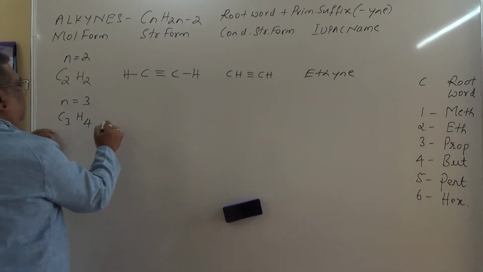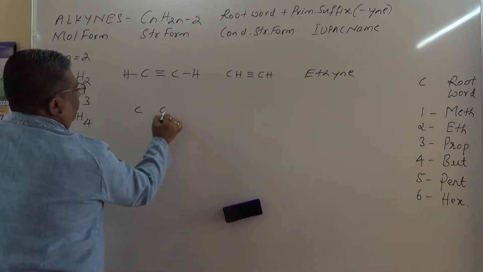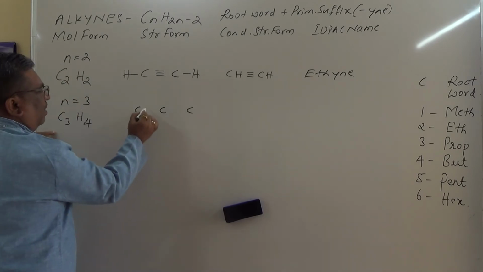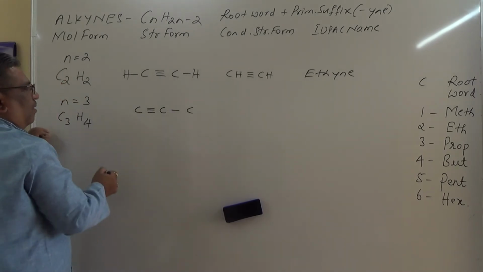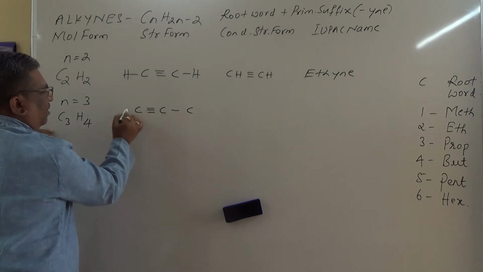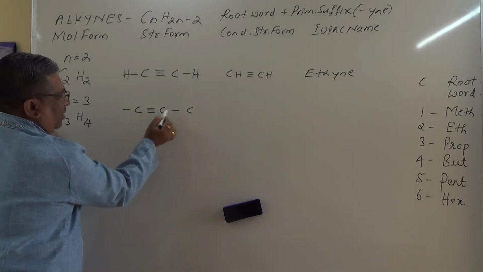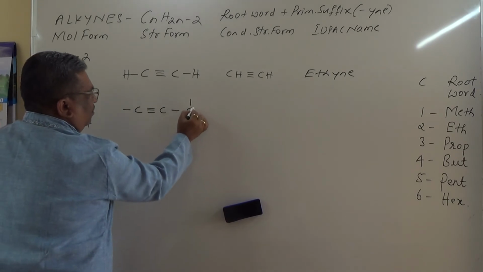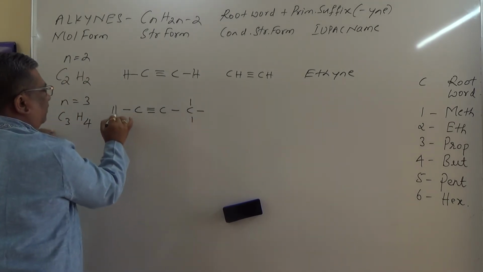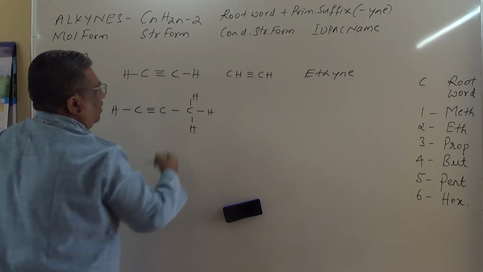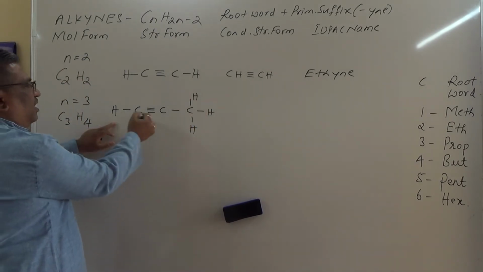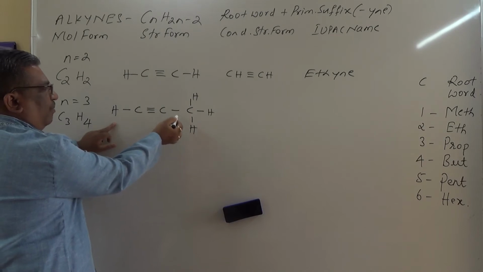Next, here 1, 2, 3. Introduce a triple bond and a single bond. Count the valencies: 1, 2, 3, 4. The condensed formula is CH triple bond C single bond CH3.